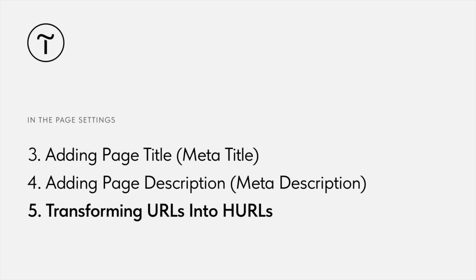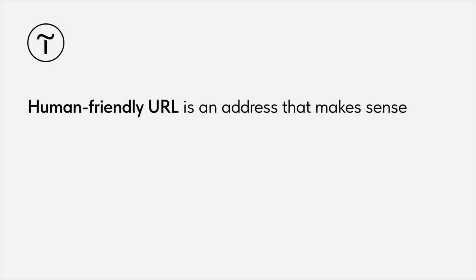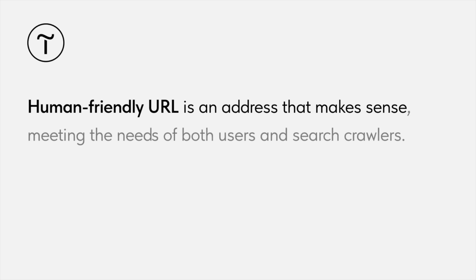Right, moving on to the next optimization step, a human-friendly URL. What is that exactly? A human or user-friendly URL is an address that is easily understandable by people and resembles a coherent sentence. Unfriendly URLs, in turn, are those that consist of a string of random numbers and letters, lacking any logical meaning. Let's take a look at an example. On Tilda, when you publish a new page for the first time without manually specifying its URL address, it will be automatically assigned one. The automatically assigned URL will typically look something like this.